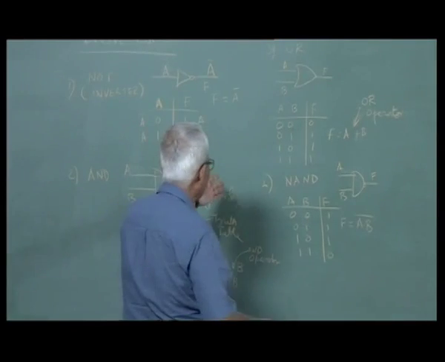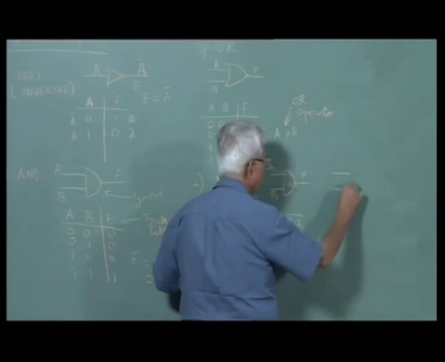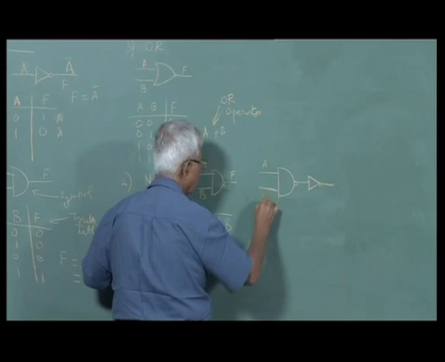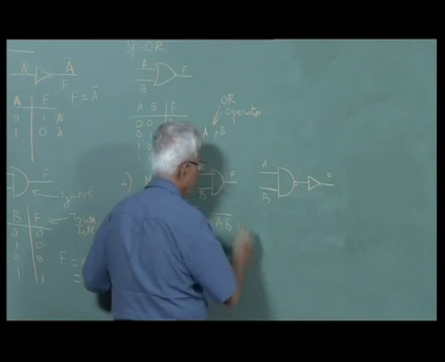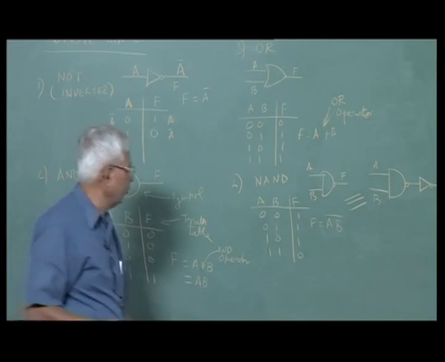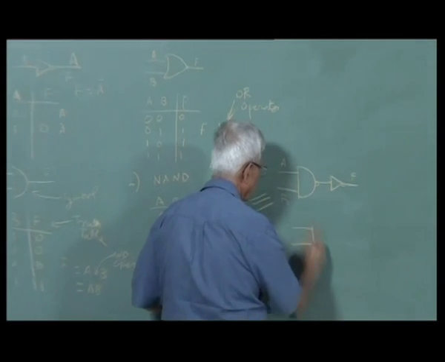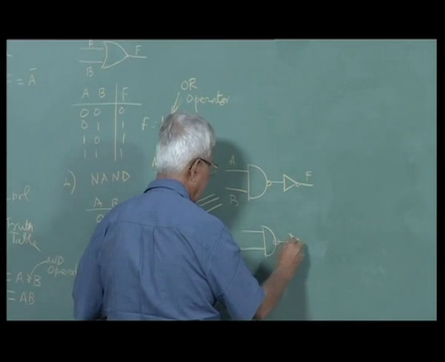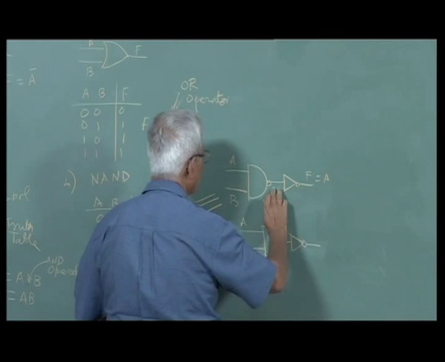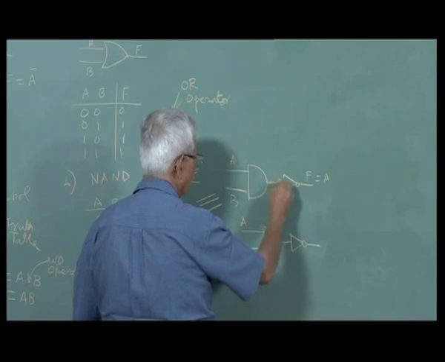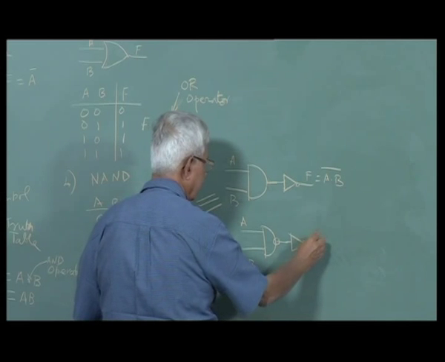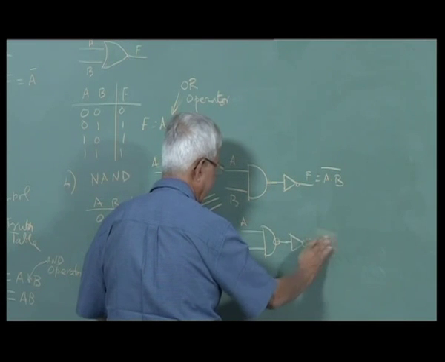So you can easily see that NAND is AND with an inverter. This is the same as this. Or the reverse: if I have a NAND followed by an inverter, I get AND. This is AND, or this is NAND, because the inverter is another inverter, two inverters get cancelled.